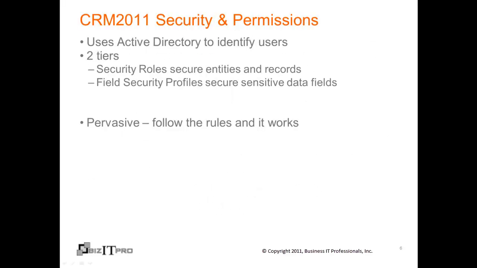CRM 2011 Security and Permissions. CRM uses Active Directory to identify users on the network. Once identified, there's two tiers of security that CRM uses to enforce security rules. Security roles are used to secure individual entities and records within them. Field security profiles, on the other hand, allow us to further secure sensitive data fields beyond what the security roles provide. CRM 2011 security is pervasive. It's exhibited everywhere. If you follow the rules and don't access the database directly, security filtering is always in place.